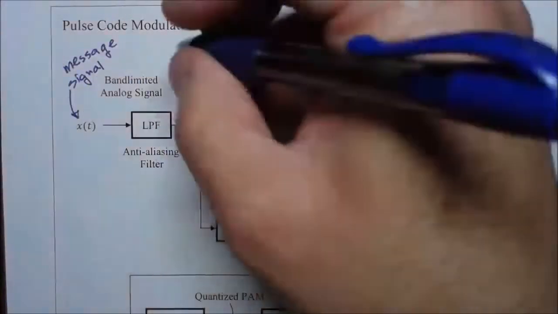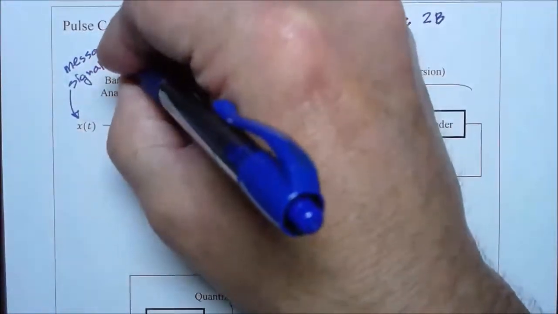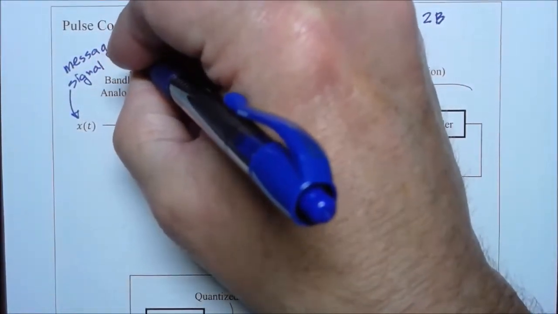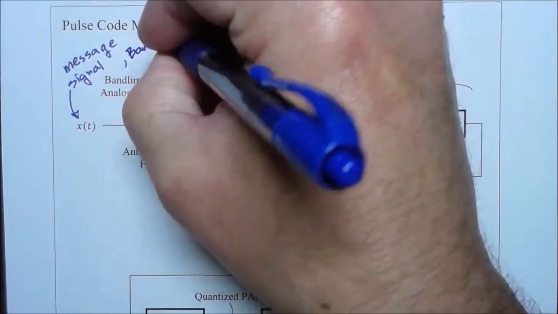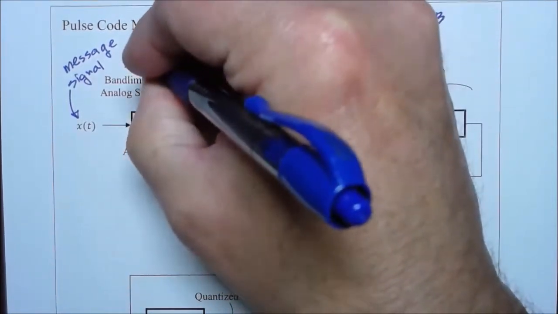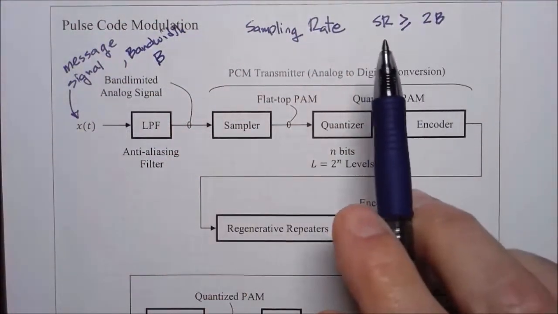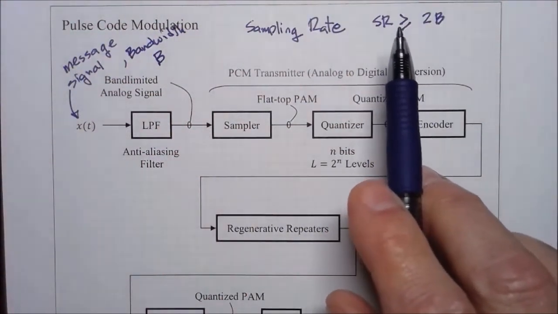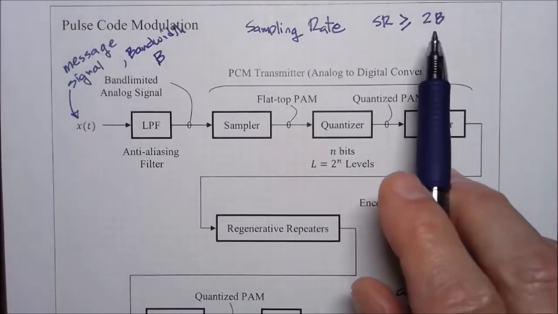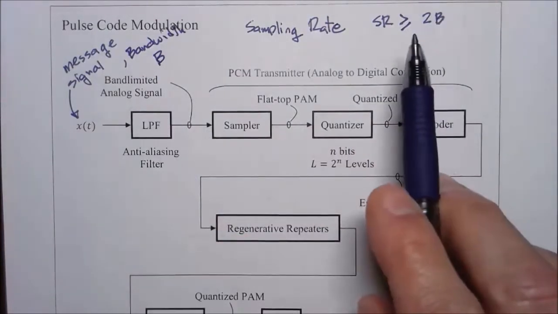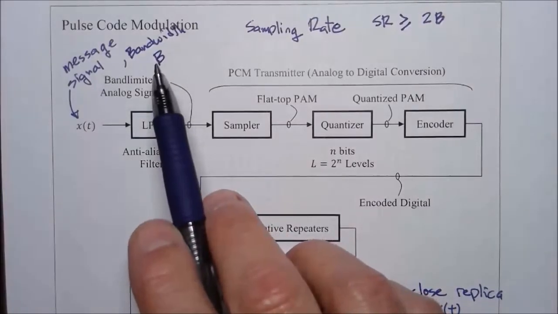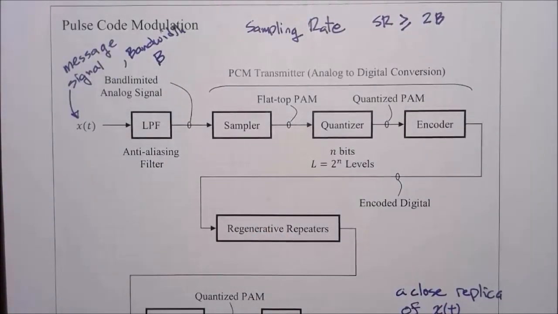So the message signal has a bandwidth B. In setting up the sampler, we have to have a sampling rate that is greater than or equal to twice the bandwidth of the message signal. So that's twice the highest frequency content in the message signal.